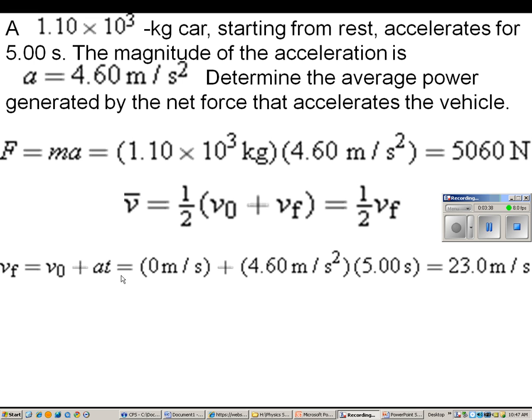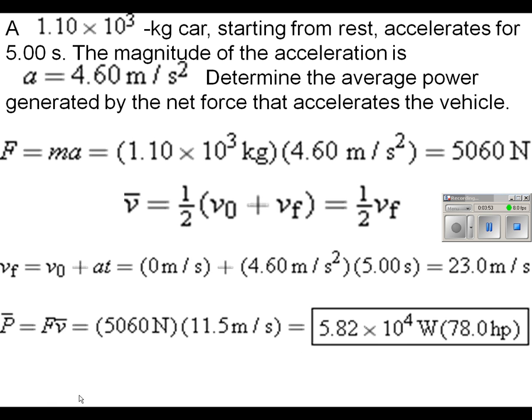If we use the equation V final equals V initial plus AT, and we plug in our V initial of 0, our acceleration of 4.6 meters per second squared, and our time of 5 seconds, we end up with a final velocity of 23 meters per second. Now if we use the equation average power equals force times average velocity, we can use our 5,060 newtons from F equals ma. We have 11.5 meters per second, which is half of 23 meters per second. We find our final velocity to be 23, but the average is 11.5. So when you calculate that, it ends up to be 5.82 times 10 to the fourth watts, which is about 78 horsepower.